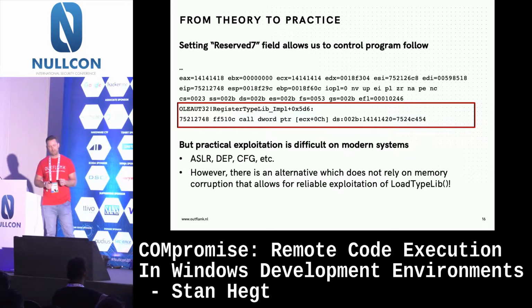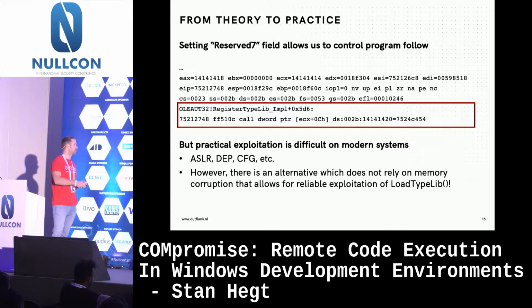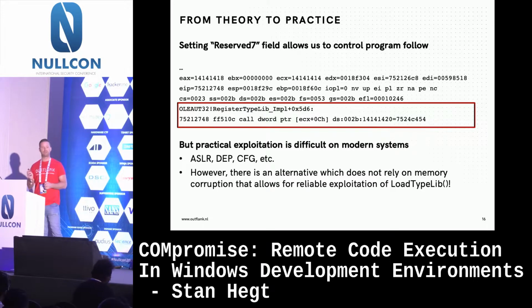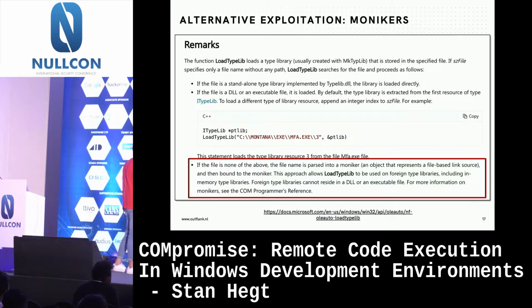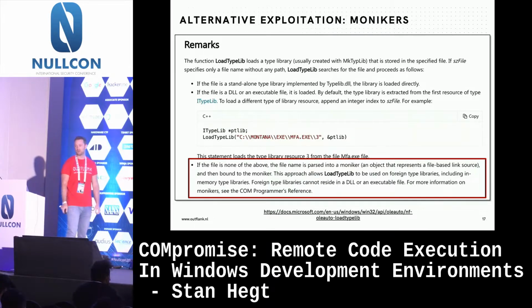So fortunately, what Yang Yu didn't realize back in those days, but what I've learned from work by James Forshaw, is that there's also alternative ways that we can use to exploit this LoadTypeLib function on loading a type library that doesn't rely on memory corruption. And for that, we have to dive into the specification of the LoadTypeLib function. Somewhere in the remarks, there is this really interesting paragraph, which says that, well, basically, if it's a standalone type library, then we're going to load that. If it's a resource in a DLL, then we're going to load it as a resource. But if the argument to LoadTypeLib is none of these, then the file name is parsed into a moniker and then bound to the moniker. This approach allows LoadTypeLib to be used on foreign type libraries, including in-memory type libraries.